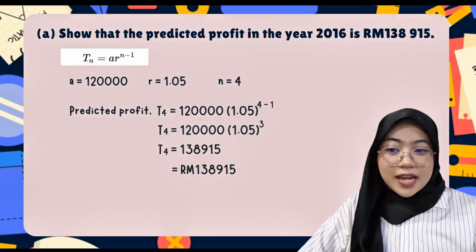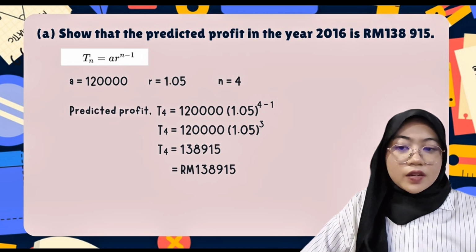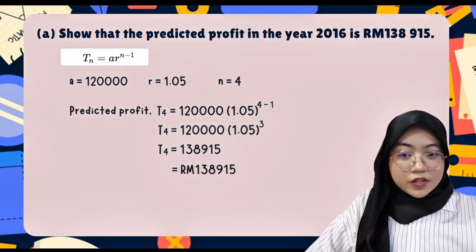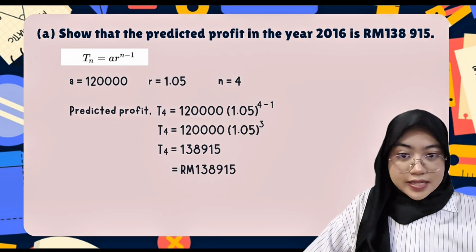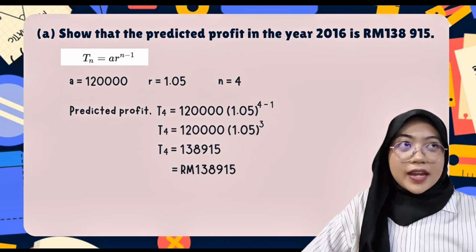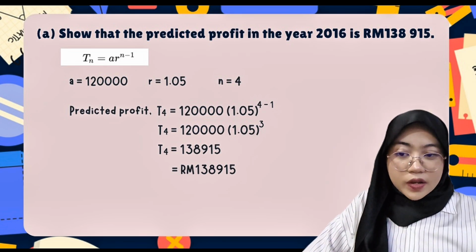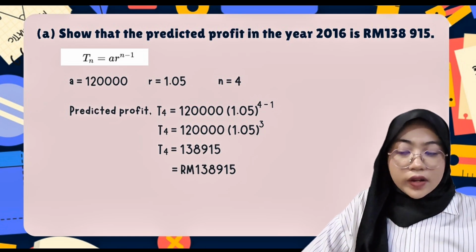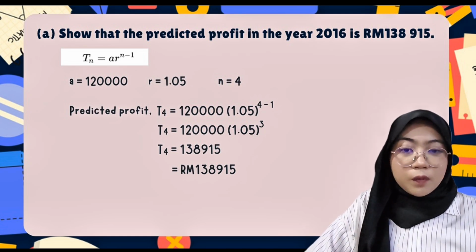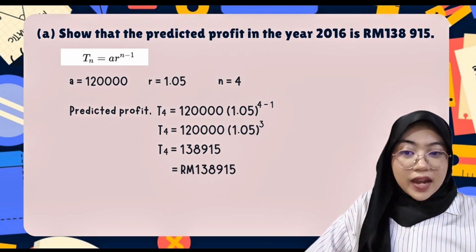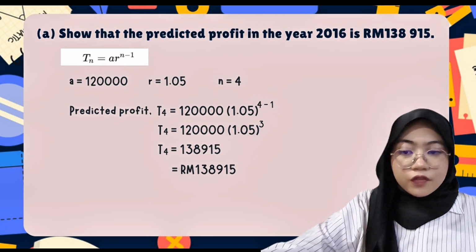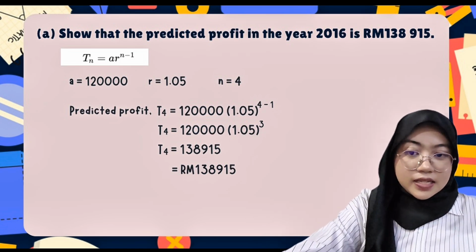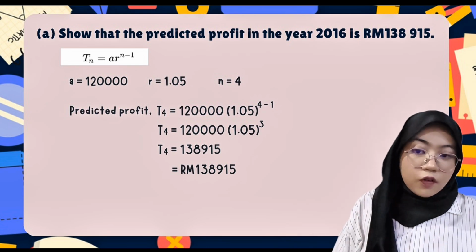So the first question under this main question is: show that the predicted profit in the year 2016 is 138,915 ringgit. For this question, we use the formula to find the nth term, and we want to find the fourth term, which is T4. So our A is 120,000, our R is 1.05 as stated in the question, and our N will be 4, which is from 2013 to 2016, which is 4 years.